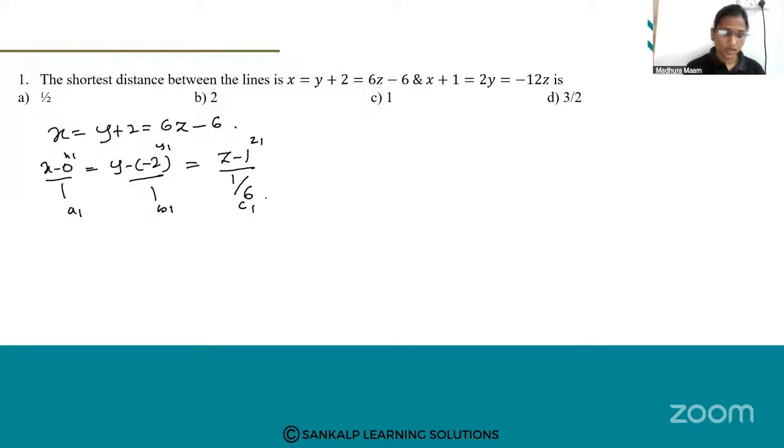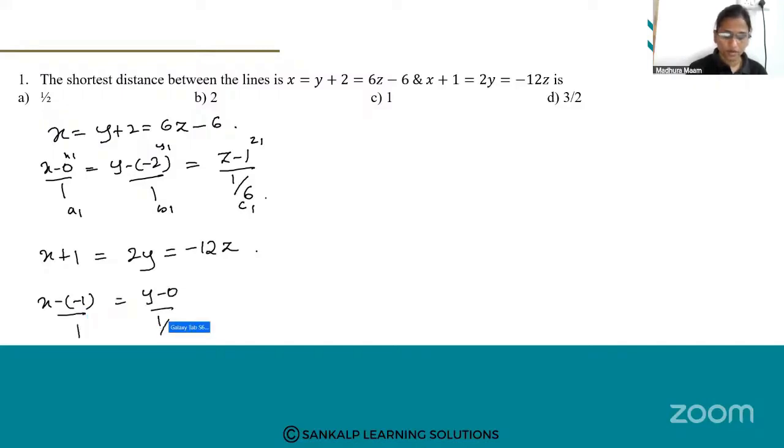Similarly, what is next? x plus 1, 2y, minus 12z. So this can be written as y minus 0 by 1 by 2, z minus 0 by minus 1 by 12. Correct? If you rewrite. So this is your x2, y2, z2. This is a2, b2, c2. Yes. So this is in Cartesian form.